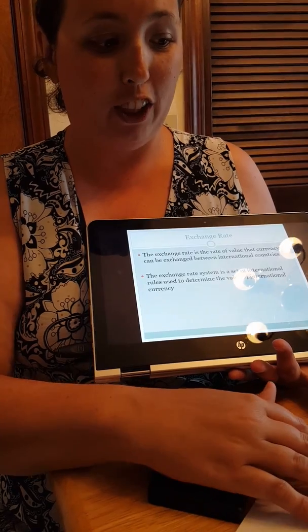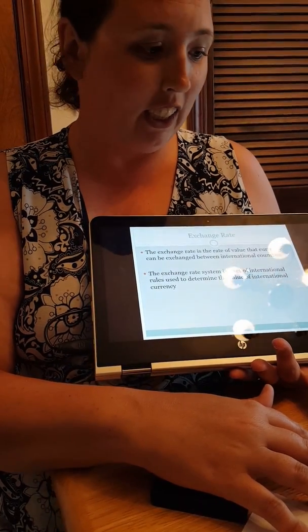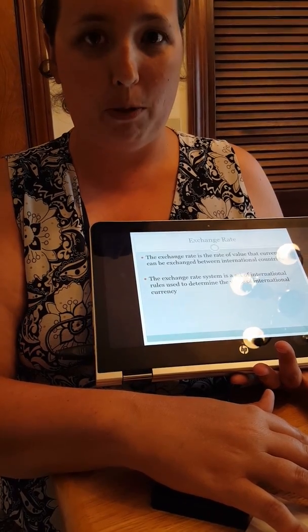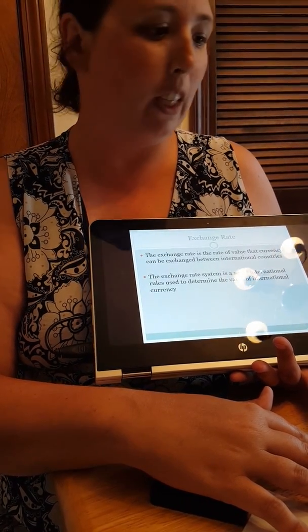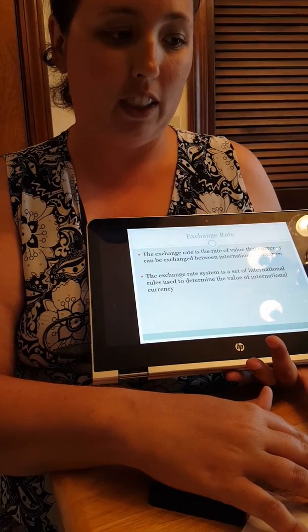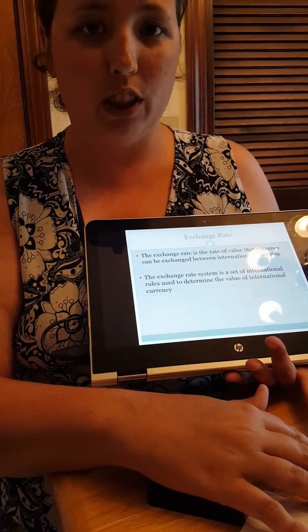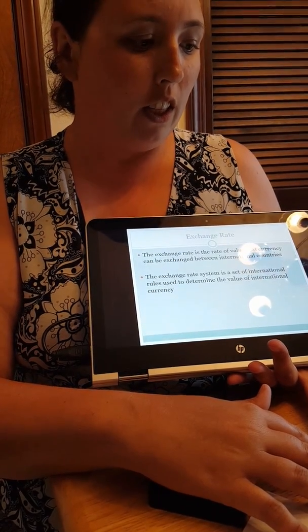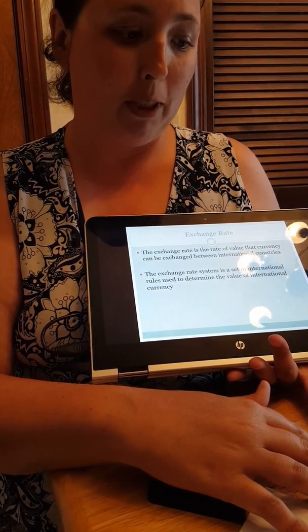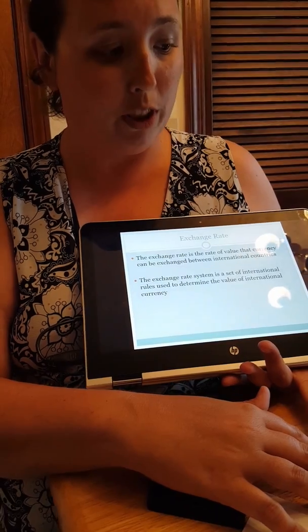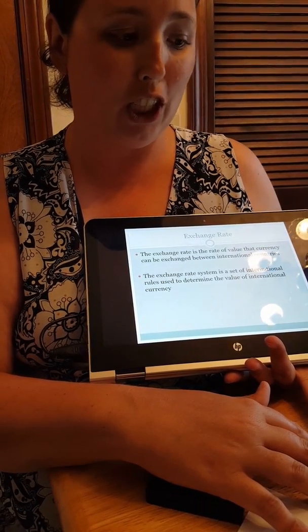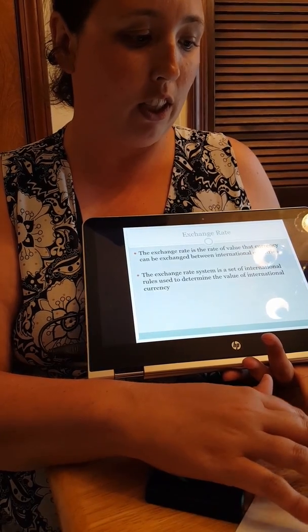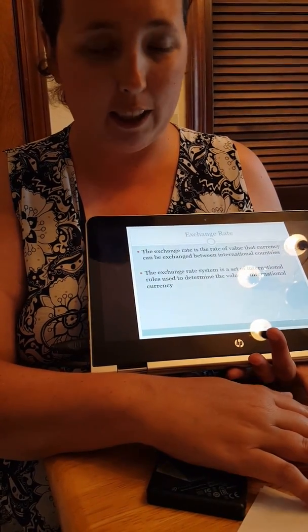First, it would be helpful to know exactly what the exchange rate is. The exchange rate is the rate of value that currency can be exchanged between international countries. The exchange rate system is a set of international rules used to determine the value of international currency. This international exchange rate system is the biggest market in the world, with more than $3 trillion being exchanged every single day. If you have ever traveled to another country, then you know you need to buy that country's currency.